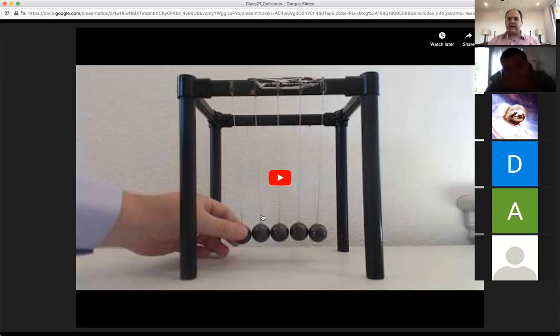I'll say that one more time. Which interactions, which forces, that are acting on these 5 metal balls are going to conserve the momentum of these 5 metal balls? And which forces acting on them are not going to conserve their momentum? Give it a second, ponder that, and we'll come back and talk about it.